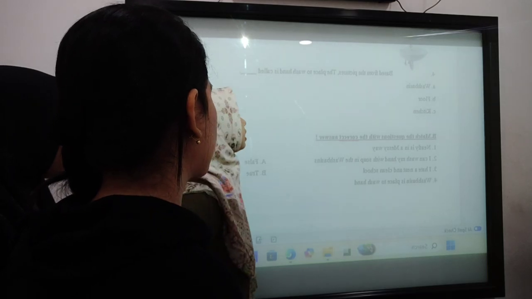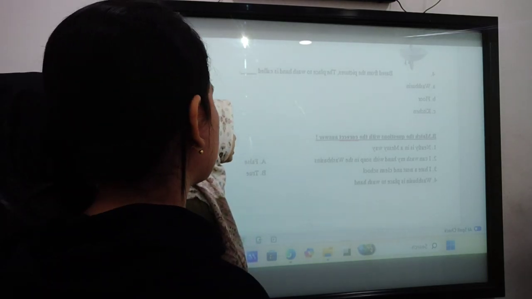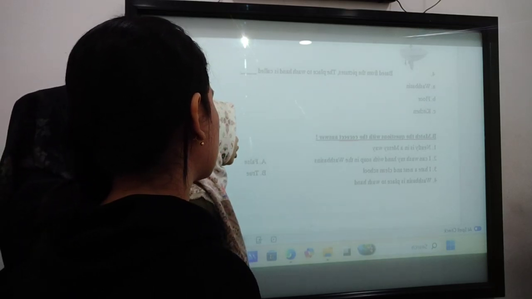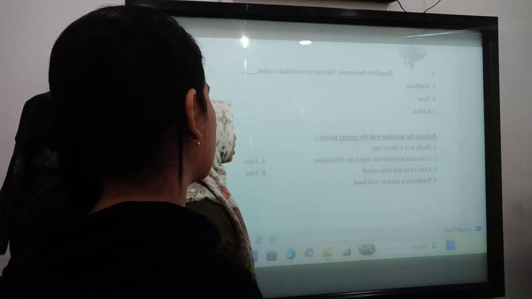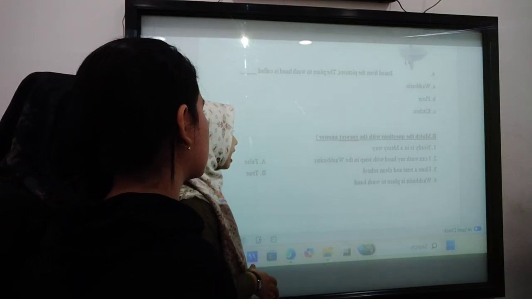Okay. Number 1, neatly is in a messy way. It is false because neatly describes what something looks like. What is it? Neatly looks tidy and looks nice also.